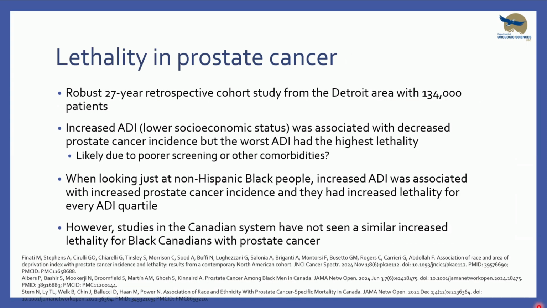I next want to talk about prostate cancer as our final topic. So there was a robust 27-year retrospective cohort study published recently from the Detroit area, 134,000 patients. And they were looking at lethality in prostate cancer and how this related to race and socioeconomic status. So lower socioeconomic status, high ADI, was associated with decreased prostate cancer incidence, but the worst ADI had the highest lethality. So this could certainly be due to poor screening, could also be due to other comorbidities leading to lethality.